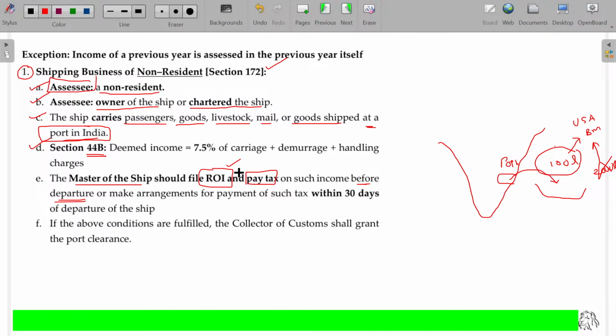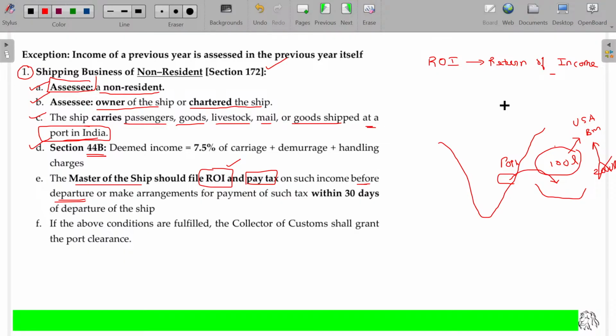ROI is nothing but return of income. Very often I use this term throughout this study, return of income. We have a separate chapter for return of income, also called ROI. Whatever income I have earned, I have to calculate promptly and intimate to the government in a systematic manner. That intimation is called return of income. You should not have any confusions.